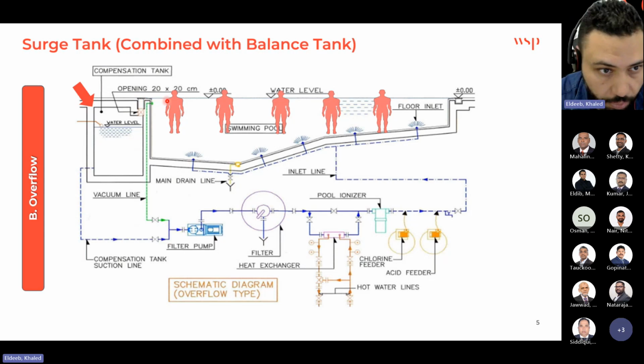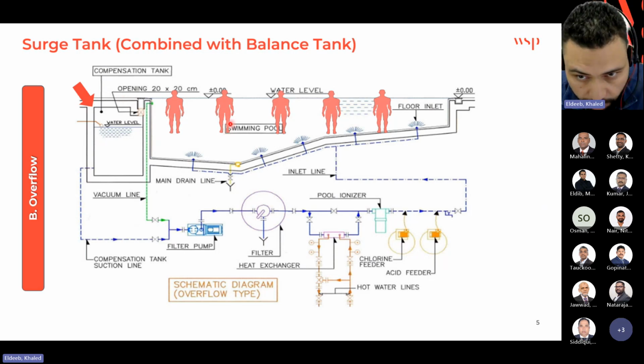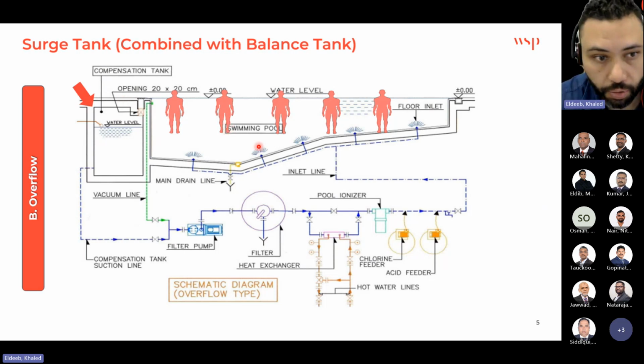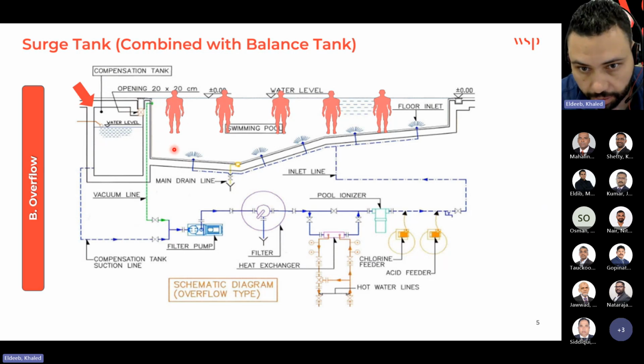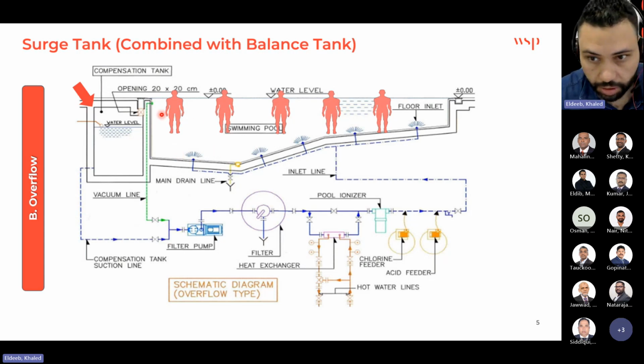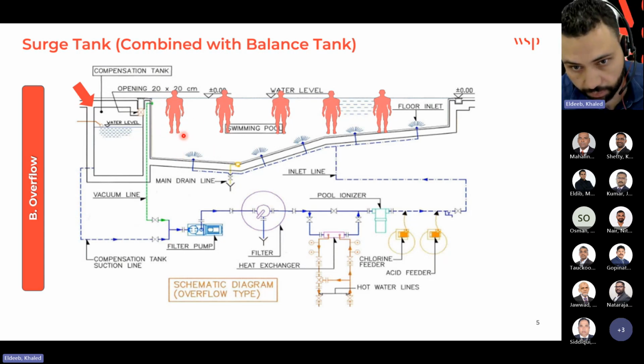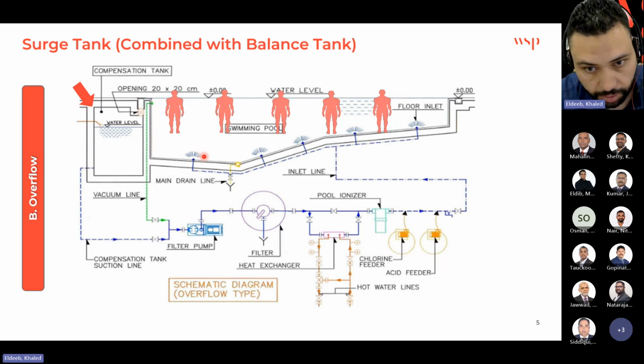Okay, you see here the water going to the same deck level around the pool. In deck level pools, the surge tank helps to ensure that the overflow system is collected inside the tank. The main function of this surge tank is to prevent fluctuation in the water level and ensure effective pool water management.